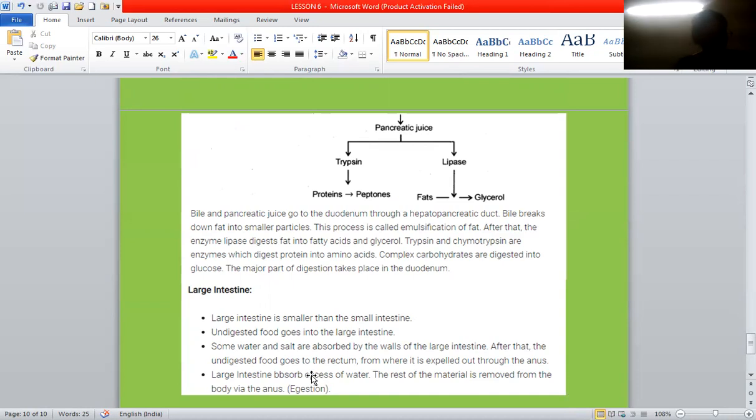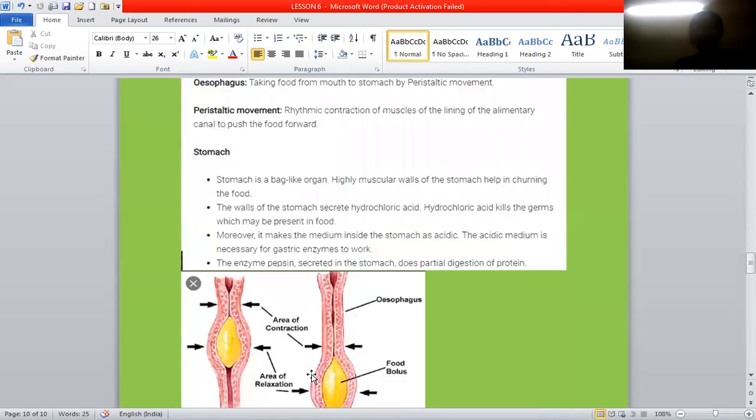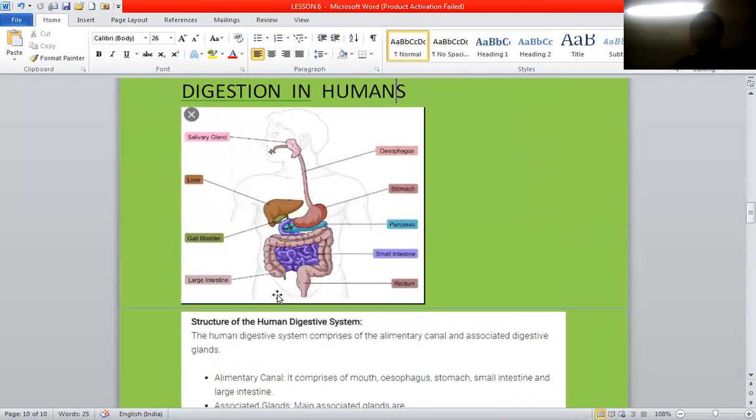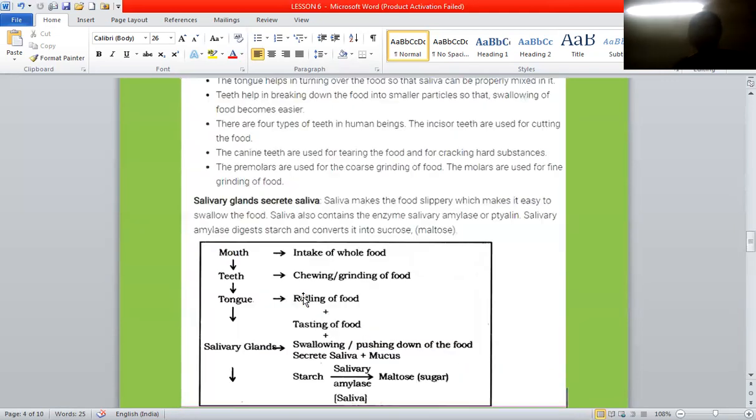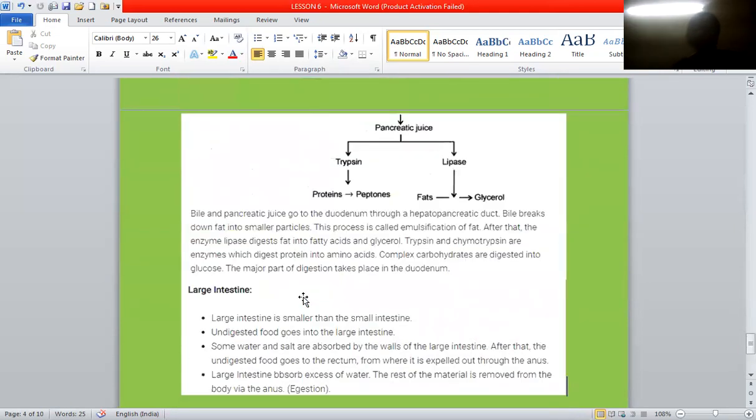Large intestine. The name is large intestine, but it is small. See, this is the large intestine, which is opening into the rectum. Large intestine is smaller than small intestine. Undigested food goes into the large intestine. Some water and salts are absorbed by the walls of the large intestine. After that, the undigested food goes to the rectum, from where it is expelled out through the anus.